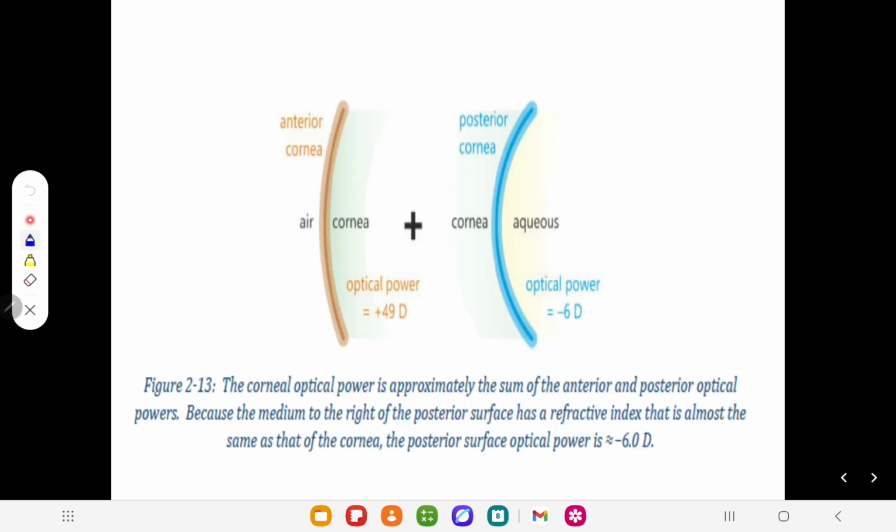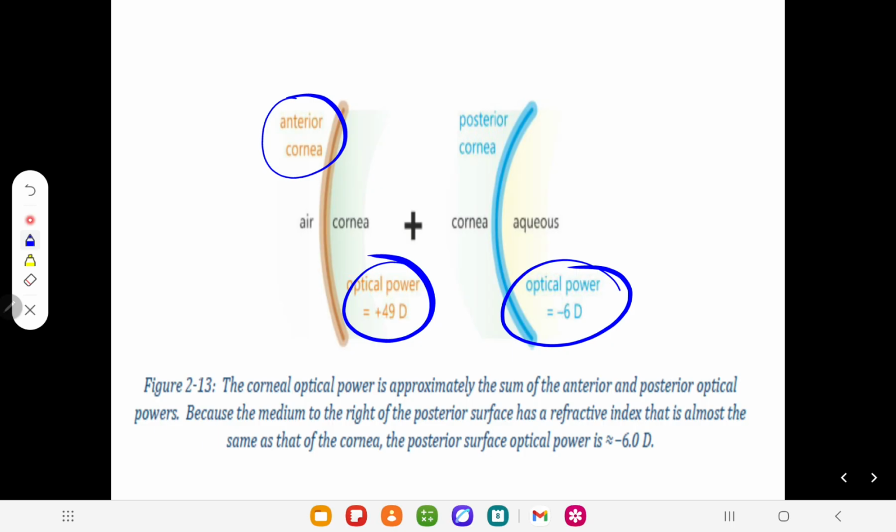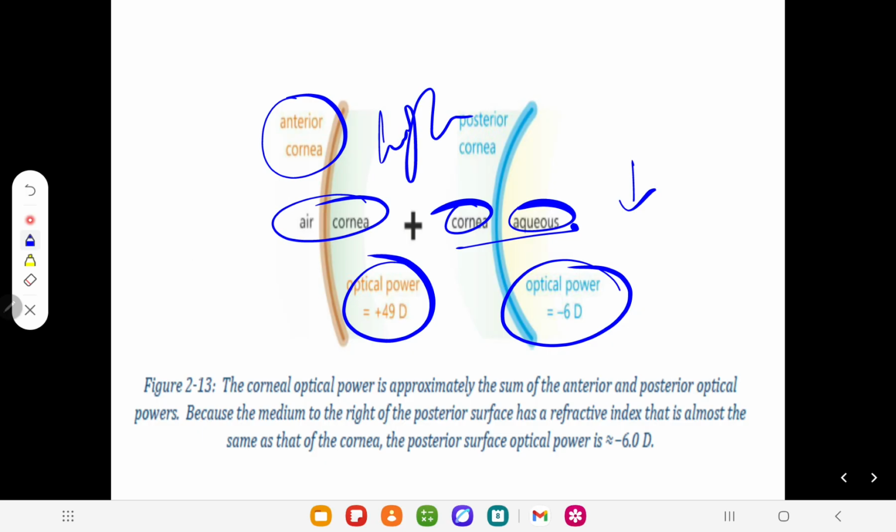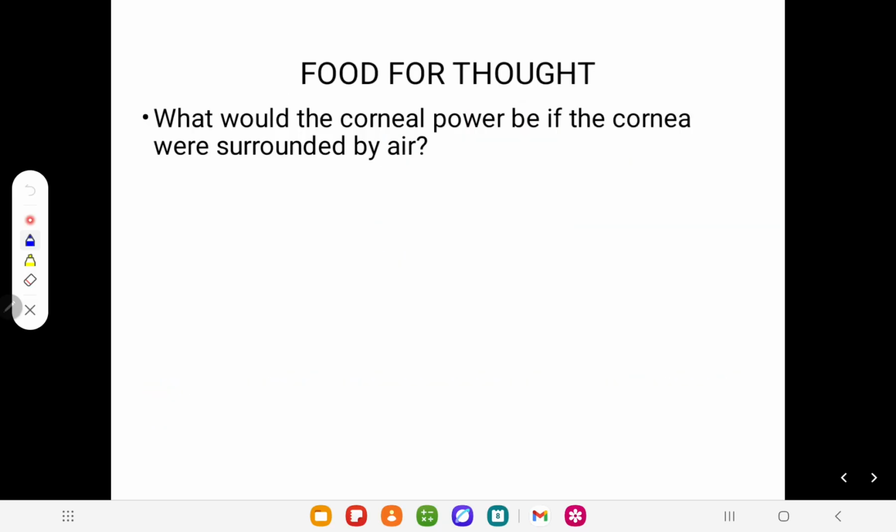Okay, see, the anterior corneal surface has a power of 49 and the posterior surface a power of minus 6, isn't it? It's only because the index difference between aqueous and cornea is so small, and the index difference between cornea and air is high. That's why. Otherwise, it would not be the case.